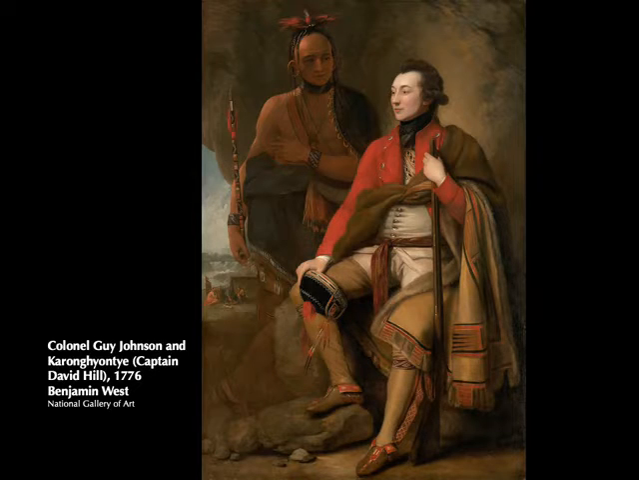Consider this image of Colonel Guy Johnson and Karanghayontie, or Captain David Hill, from 1776. Colonel Johnson is shown wearing a uniform of a British officer, but we notice he also has a woven sash around his waist, moccasins on his feet, an Indian blanket thrown over his shoulder, and a hat which appears to be adorned with indigenous beading. Behind him stands, like a shadow presence, an image of a Native American man in very traditional indigenous dress.